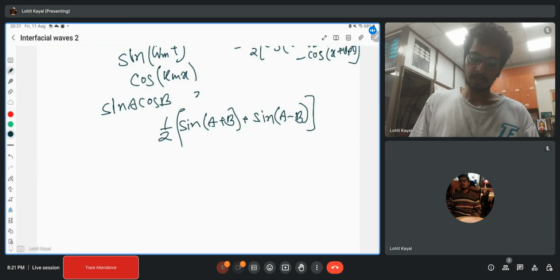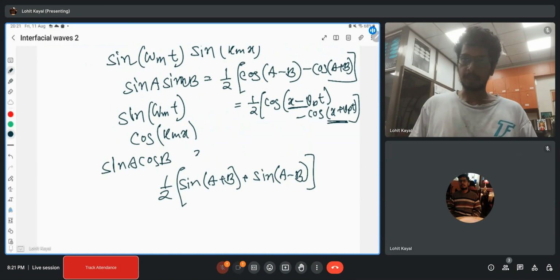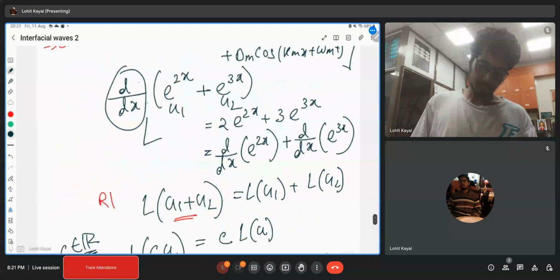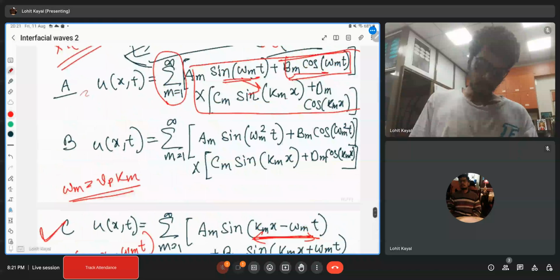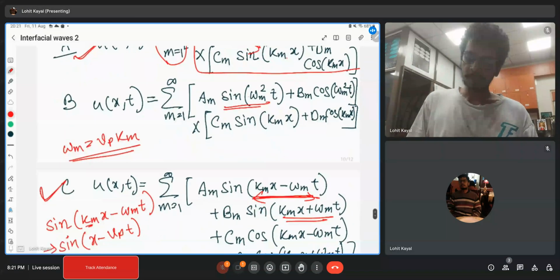If you substitute omega m and km and rearrange, you will get an equation like this. So this is also a solution. Without solving it, just by looking at the solution and from intuition, you can find this result. Now for this, there will be some constant term, and sine squared omega t is one minus cos 2 omega t, divided by 2.